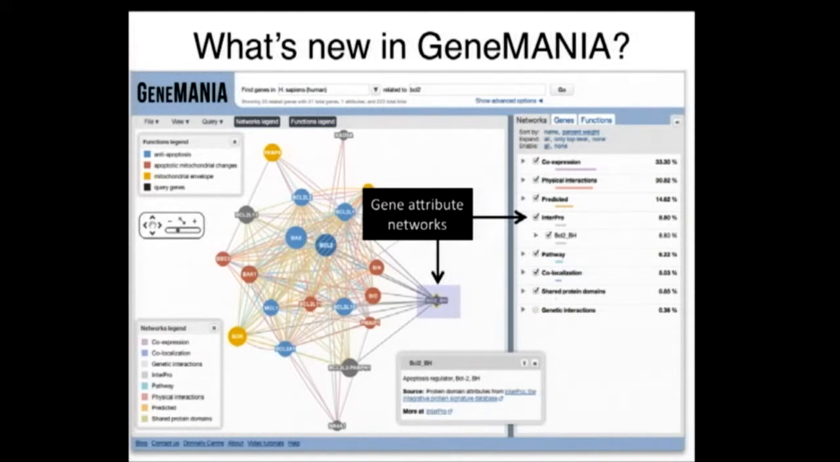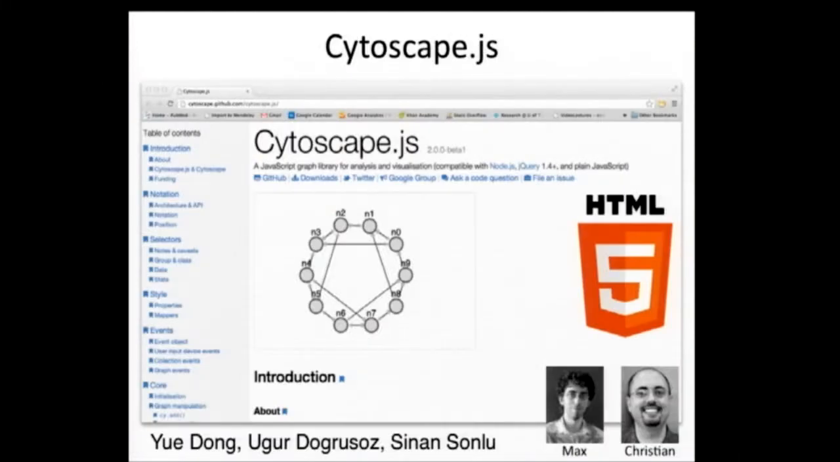The network display component of GeneMANIA is actually available separately. It was originally called Cytoscape Web, and now there's been an advance, and it's called Cytoscape.js now, and it's HTML5 compatible, and this is a project that's being done by Max, who's here, and Christian is here, and UA is here, but I just saw him in the audience, but I don't have a picture of him. Sorry about that. But you should be able to find him. And that's just about to come out.